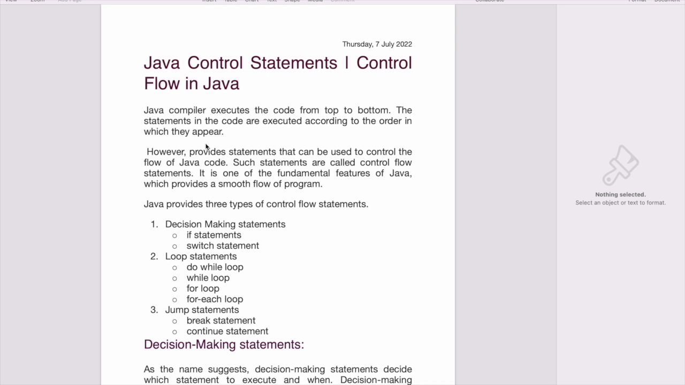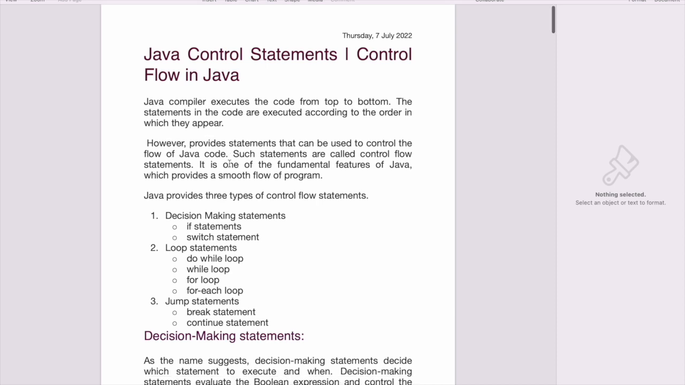Java control statements are very important in Java. In certain cases, you need to decide based on certain criteria and divert your flow. Most people may be aware that the Java compiler executes code from top to bottom. Whatever statements you write on top execute first, and then it comes down and the bottom statements execute. In certain cases, based on certain criteria, you want to divert the flow. In those scenarios, Java control statements are very useful.